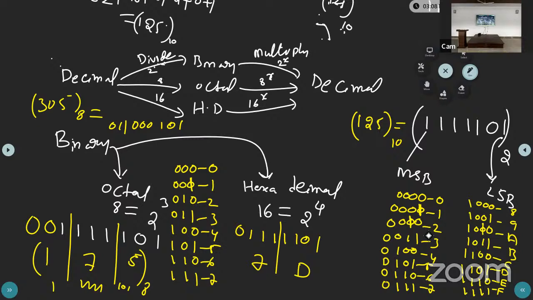Similarly, octal to hexadecimal also. First, for octal, write each digit in 3-bit format. After getting the binary value, you can convert it to hexadecimal by grouping the 4 bits as one group. Okay, those are all the possible number system conversions.